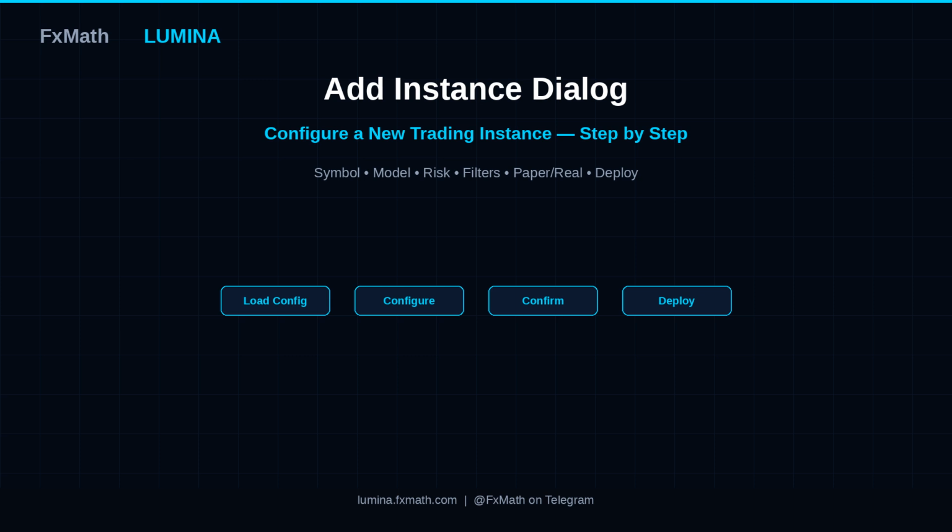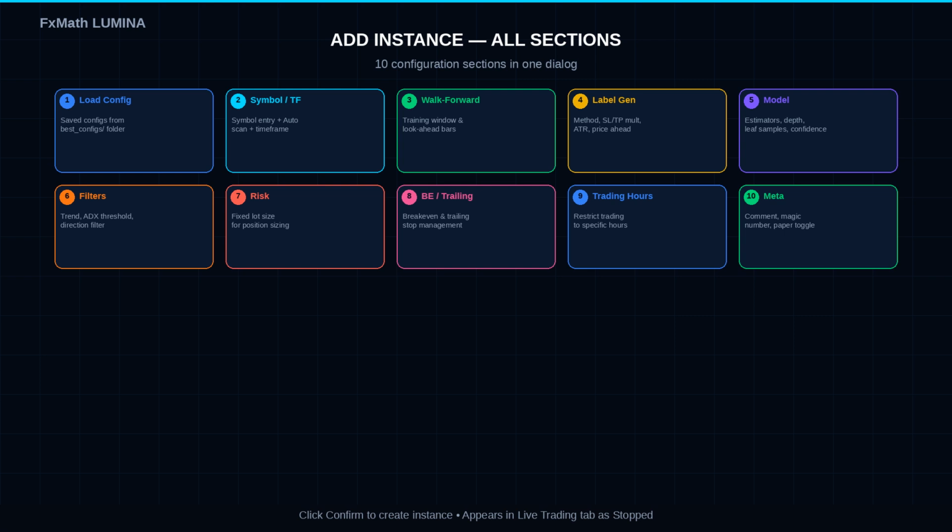Load Config lets you pick saved optimizer configurations. Symbol and Timeframe sets your trading instrument. Walk Forward defines training and prediction windows. Label Generation controls how trade signals are created. Model configures LightGBM parameters. Filters apply trend, ADX, and direction rules.